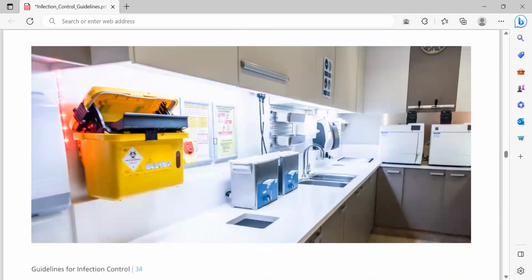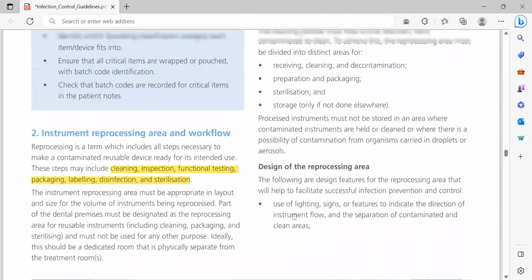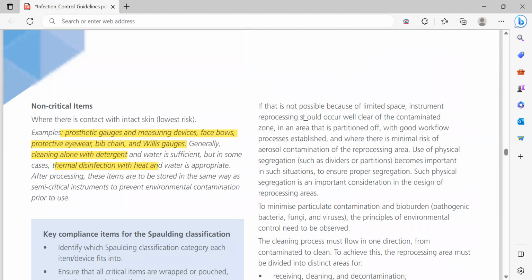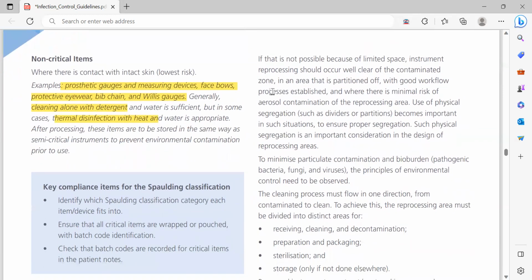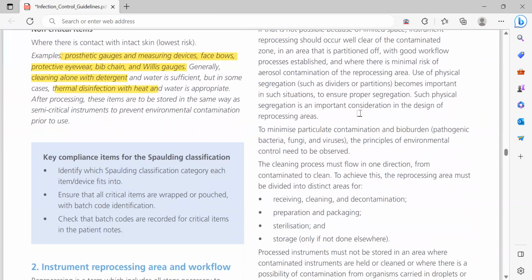So, in every clinic, the sterilization room should have two parts. One should be the dirty area, and the other one should be the clean area. If that is not possible because of limited space, then the chances of cross contamination would increase. So it is a very important duty of ours that we segregate the instruments accordingly, and manipulate and treat the instruments according to their contamination.